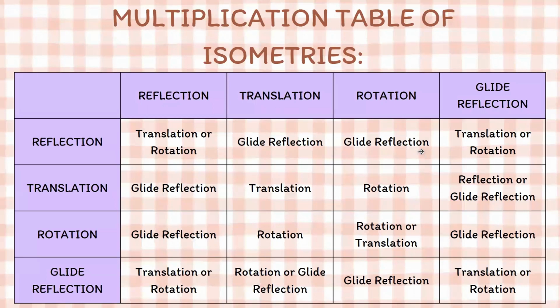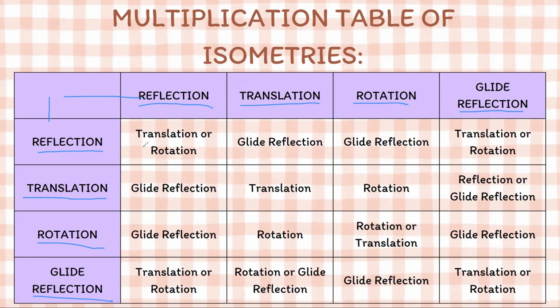Then lastly is the multiplication table of isometries. As you can see, there is a reflection, translation, rotation, and glide reflection. The reflection here, translation here, rotation, and glide reflection also. It is the same, like this and like this.